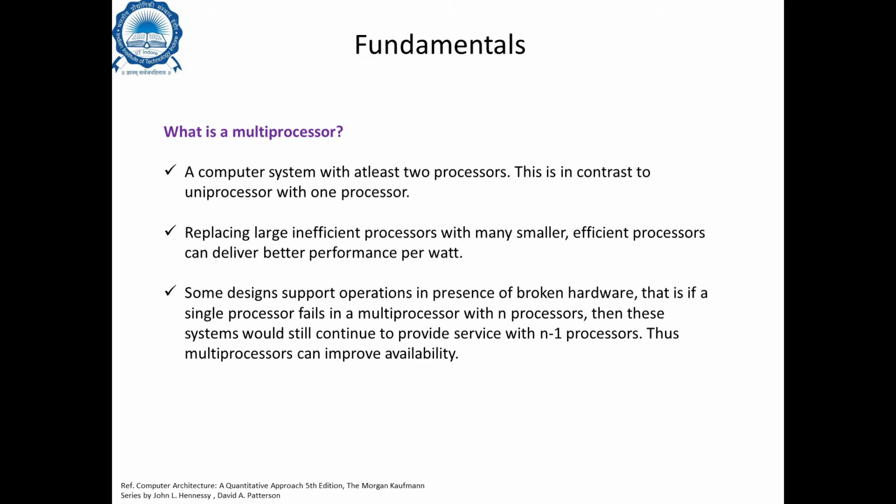Some designs support operations in the presence of broken or faulty hardware. In that case, if a single processor fails in a multiprocessor with n processors inside it, then those systems would still continue to provide services with n-1 processors. Thereby, multiprocessors can improve availability and reliability of your system. So that is another usage. The second is reliability and availability, and the first is removing the inefficiency by delivering higher performance per watt. These two are primarily the advantages of having a multiprocessor.